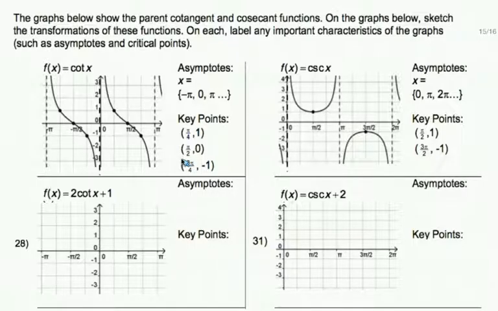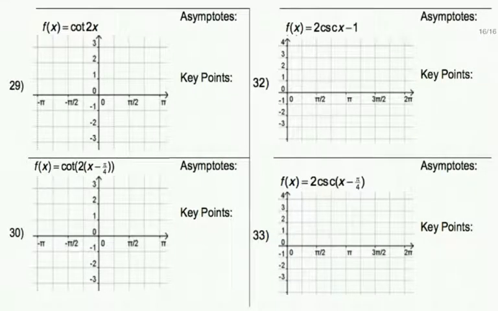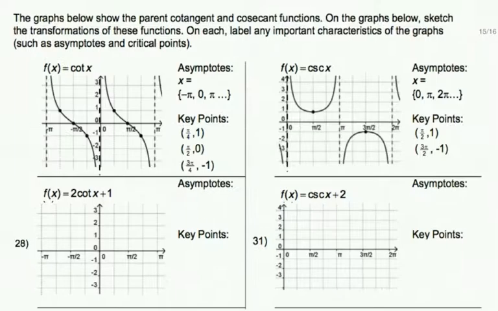So I want you guys, you should be able to do this, 28 through 33. Hopefully you should be able to do this without a calculator. If you really need a calculator, go ahead and use it, and then see if you can figure out the key points and the asymptotes.